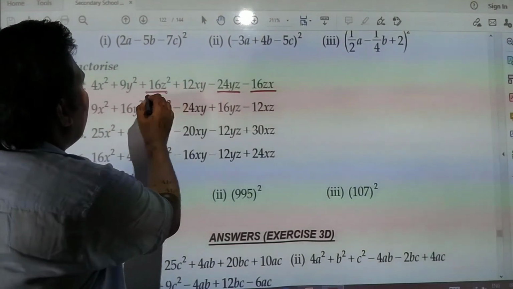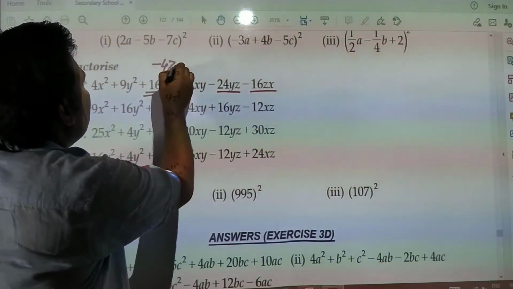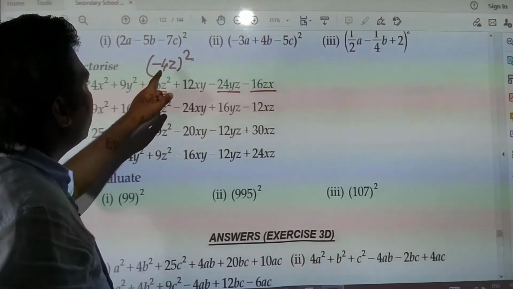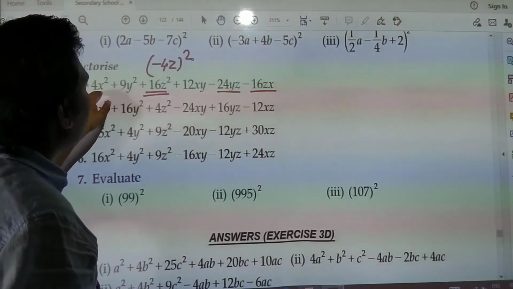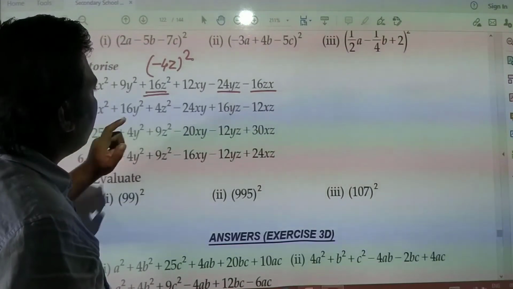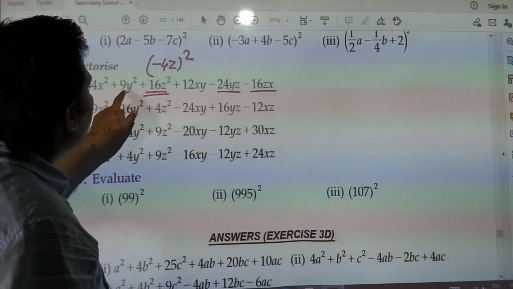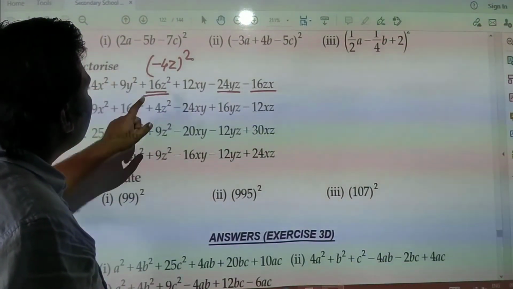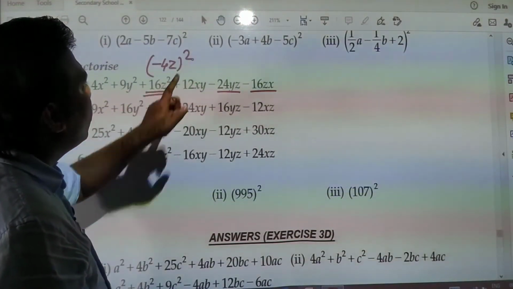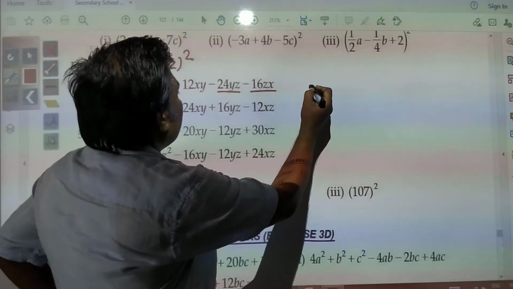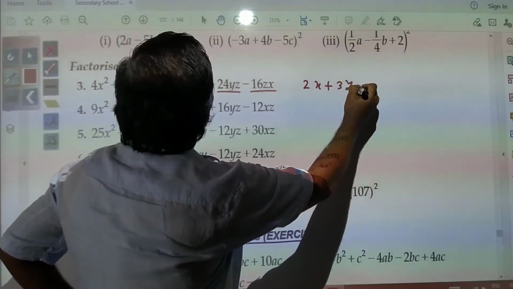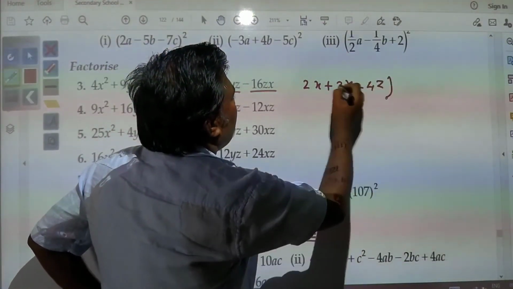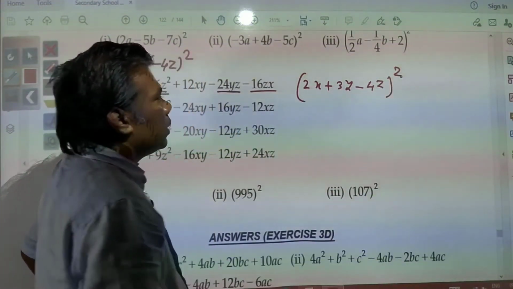So this will be written as (4z)², this will be (3y)², and this will be (2x)². So (2x)², (3y)², and (−4z)². So finally you will get (2x + 3y − 4z)², and this will be your answer.